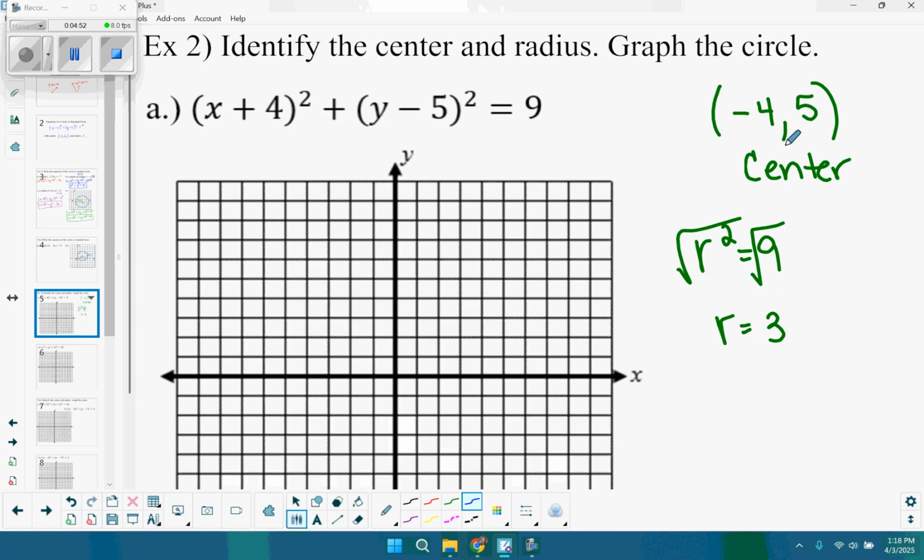When I go to graph it, I would graph my center first. So I'm going to put that point at (-4, 5). And if the radius is supposed to go 3 units in every direction from the center, left, right, up, and down, I'm going to count 3 units. My last step is to connect them using curves. I don't want to draw straight lines because that would be a square. So I'm going to do my best to make it curved. It's okay if it's not perfect. It's okay if it looks weird. As long as we can tell we're aiming for a circle, we're pretty happy. So that is example 2A.